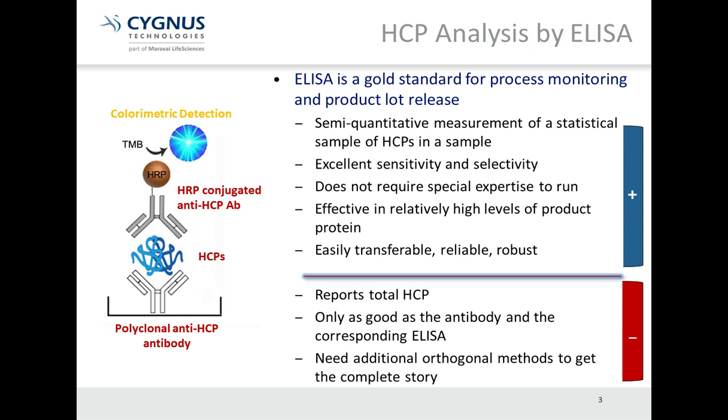A little bit about the actual host cell protein ELISA. On the left is a schematic of how an HCP ELISA works. This method is considered the gold standard for process monitoring and release testing for HCP, primarily because it's the one method that we have that can measure nanogram per mil levels of HCP in the presence of milligram per mil levels of product protein. It also does not require a special level of expertise, and it's easy to transfer across an organization.